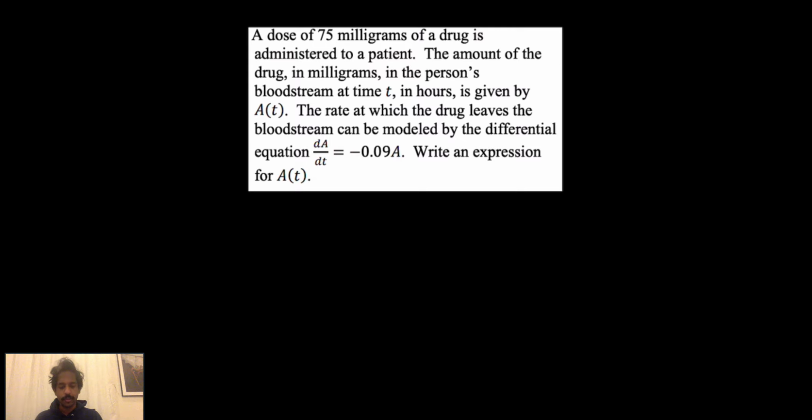A dose of 75 milligrams of a drug is administered to a patient. The amount of drug in milligrams in the person's bloodstream at time t in hours is given by the function A of t. The rate at which the drug leaves the bloodstream can be modeled by the differential equation dA/dt equals negative 0.09A. Write an expression for A of t.